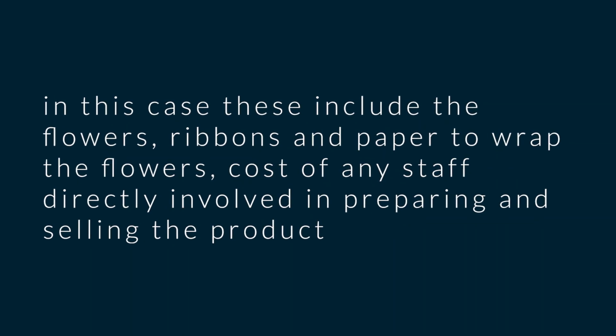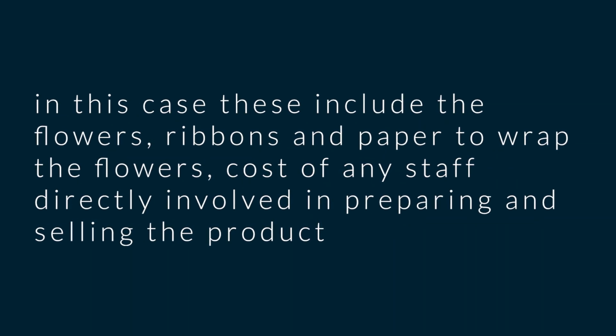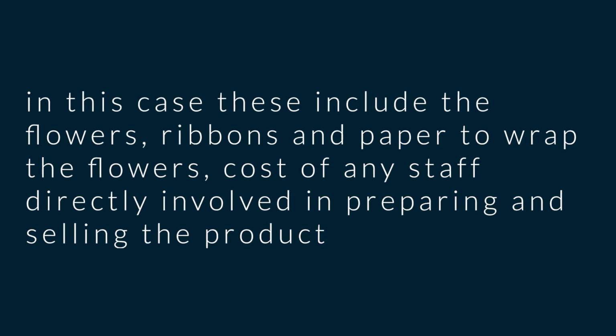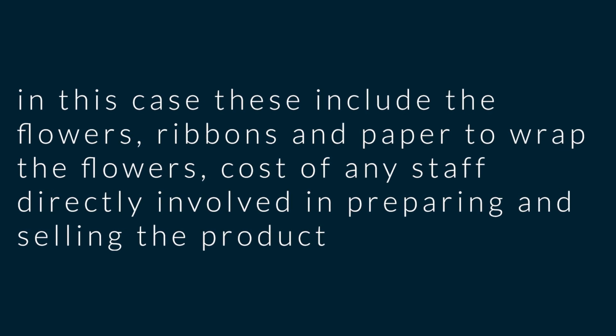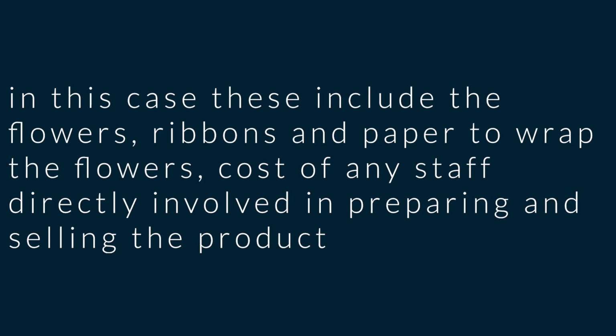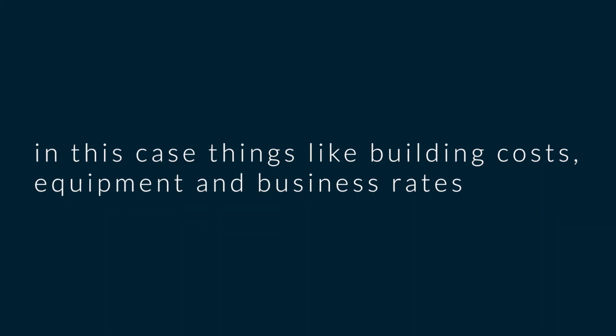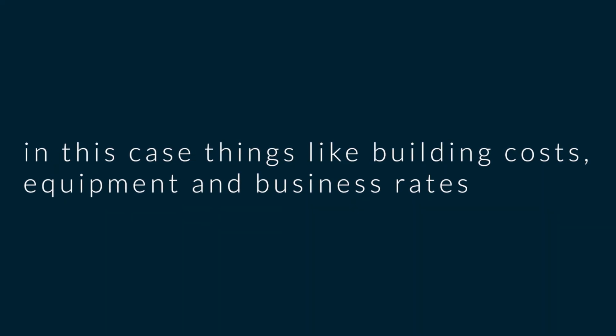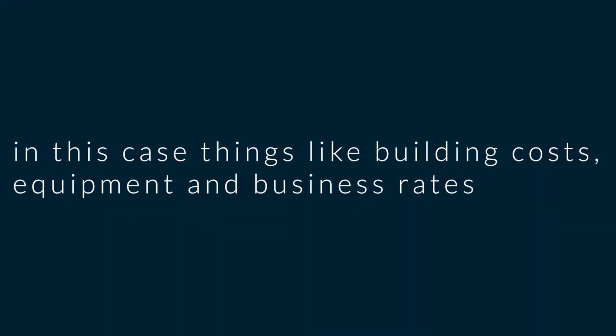In this case, these include the flowers, the ribbons, and paper to wrap the flowers, cost of any staff directly involved in preparing and selling the product, while any other costs that are going to be incurred when running that business, that are not directly attributed to those flowers and those products, are going to be indirect costs or the overheads. In this case, things like building costs, equipment, and business rates.